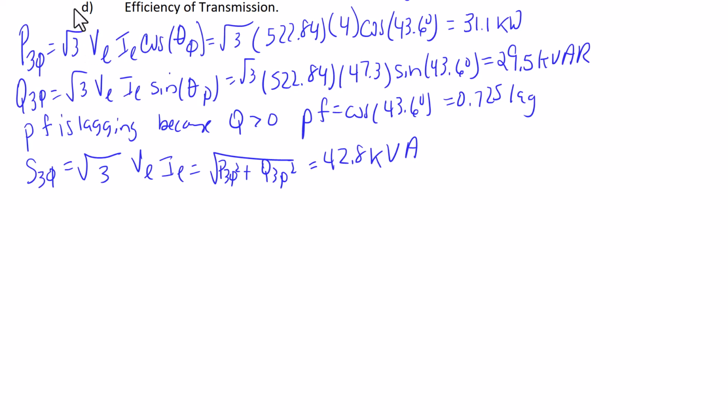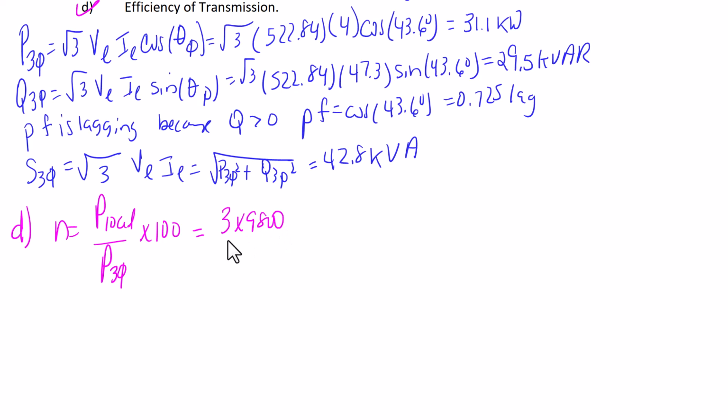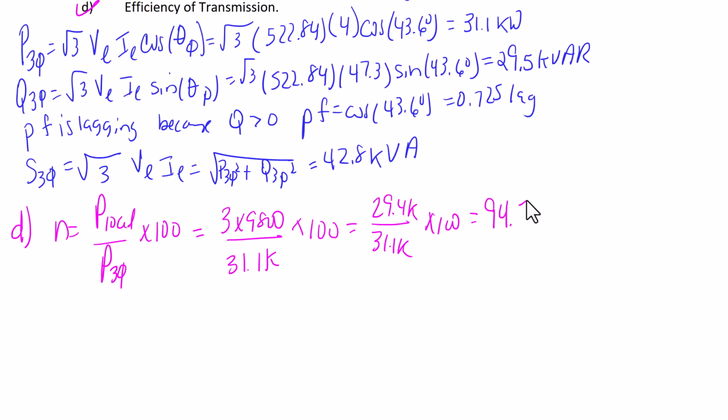So the final step is to find the efficiency of the transmission. This is letter D. So the efficiency, eta, is equal to P load over the power from the source times 100, where P load is going to be 3 times 9800 divided by 31.1 k times 100, and that's the same as 29.4 k divided by 31.1 k times 100. So the efficiency of transmission is 94.5%.